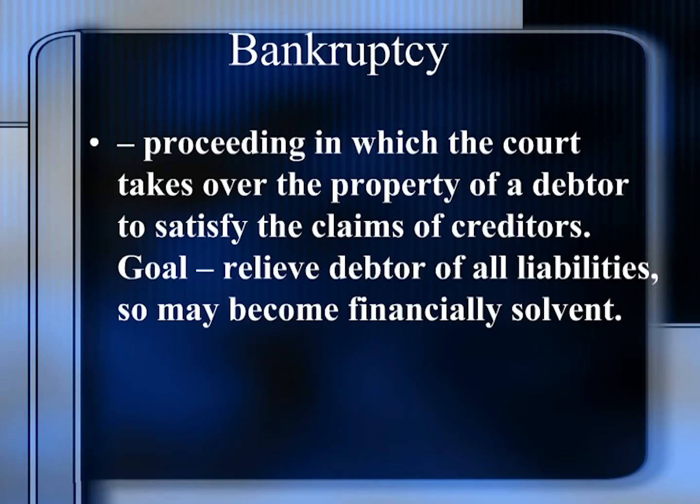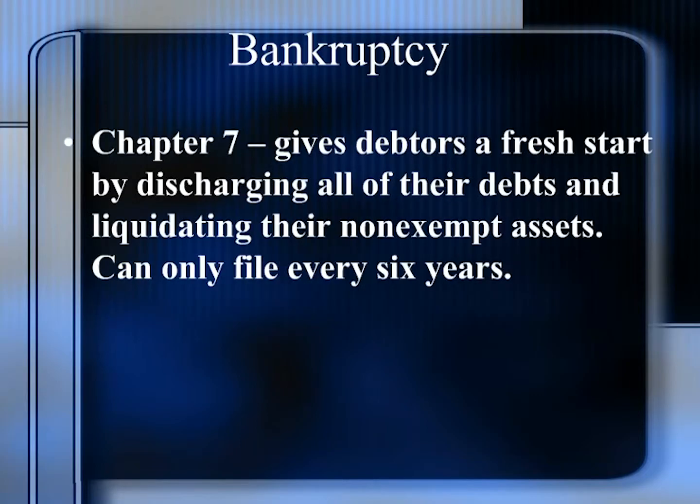Bankruptcy itself is just the proceeding in which the court takes over the property of a debtor to satisfy the claims of the creditors. The goal in bankruptcy is to relieve the debtor of all liability so that they become financially solvent again. And there are generally three ways to do this. The first is Chapter 7, and this gives debtors a fresh start by discharging all of their debts and liquidating their non-exempt assets. Okay. You can only do this every 6 years.